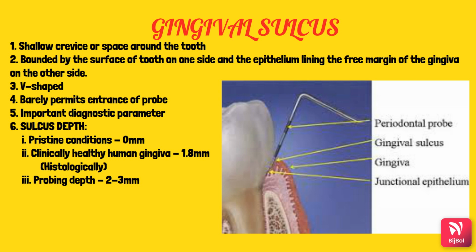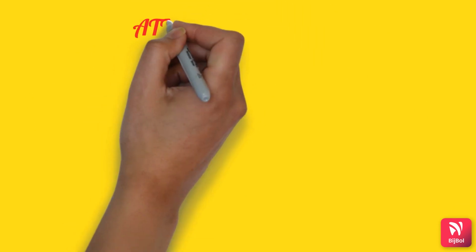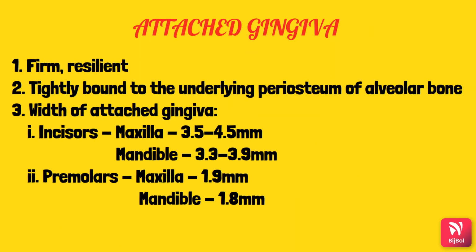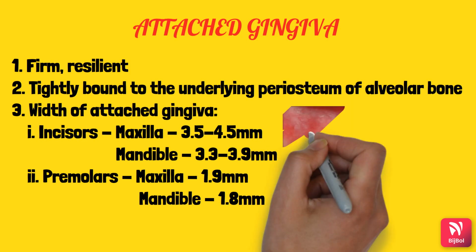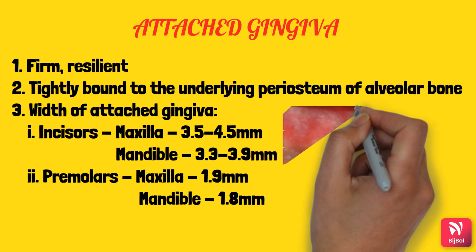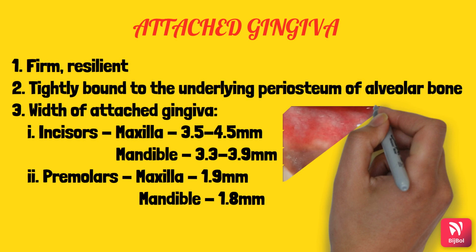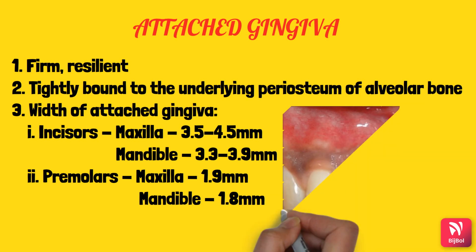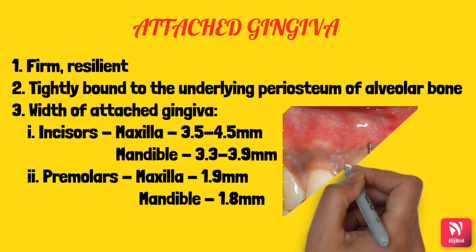So as you can see in the picture, we have a metallic probe which is passed into the gingival sulcus to measure the probing pocket depth. Next, coming into the attached gingiva. The attached gingiva, as we already know from the terminology, is firmly bound to the underlying periosteum of alveolar bone. It is firmly attached, it is not movable, and the marginal gingiva and the attached gingiva are keratinized.